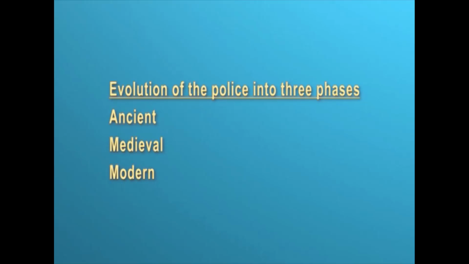In every phase of history of India, the rulers developed and used the agency, which at present is universally known as the police, in accordance with their needs and circumstances. For the sake of convenience, we may divide the whole process of evolution of the police into three phases, that is, ancient, medieval and the modern.